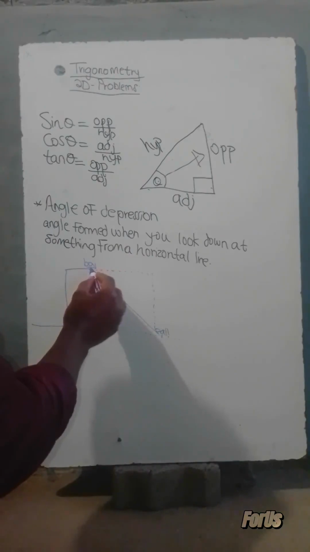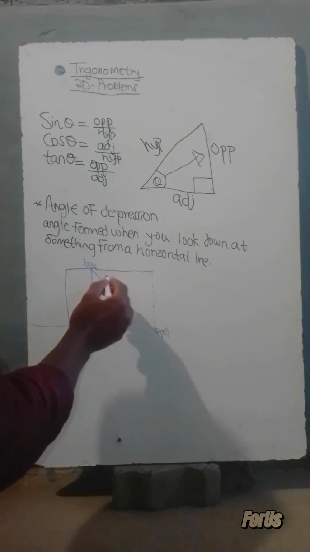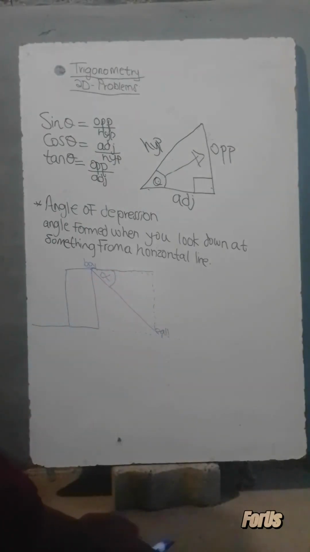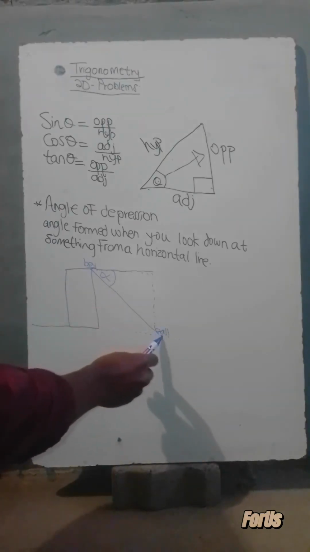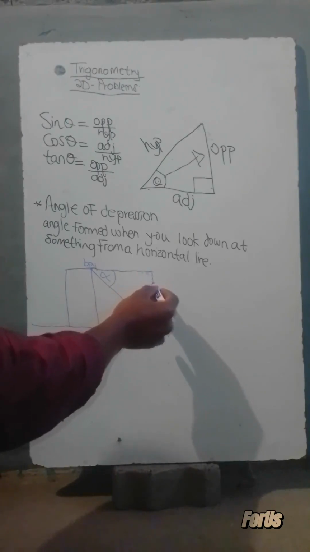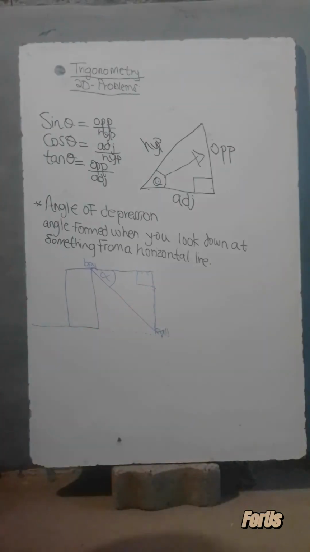I'm going to draw a horizontal line here. And that angle is going to be this one. It's going to be the angle of depression. It's formed when this boy is looking down at this ball from this horizontal line. And when you complete this, it is going to be this right angle triangle.